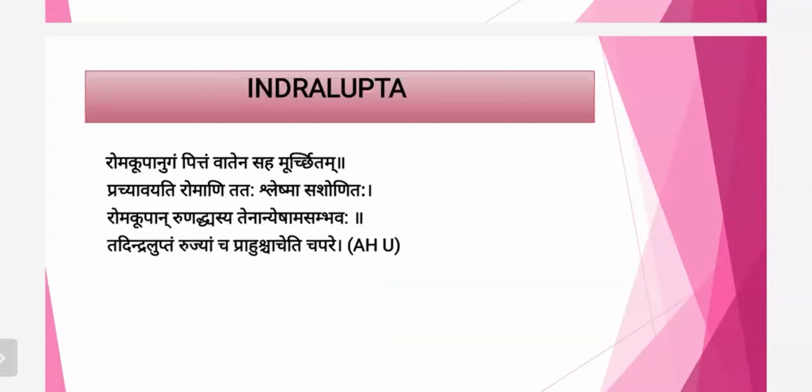Vata Pitta is always causing the hair loss. And in Indralupta, the hair loss happens by the Romakupanugam Pittam Vadena Saha Murchidam Prachavendi. This is the common samprapti that happens in any part of the body where there is hair fall. That means Pittam Vadena Saha Murchidam Prachavendi Romani, it will lose the hair. So if the Vata Pitta Kopa happens in the body, then the hair fall will happen.